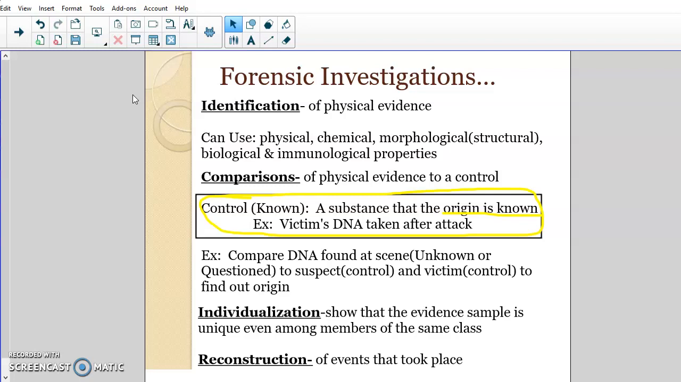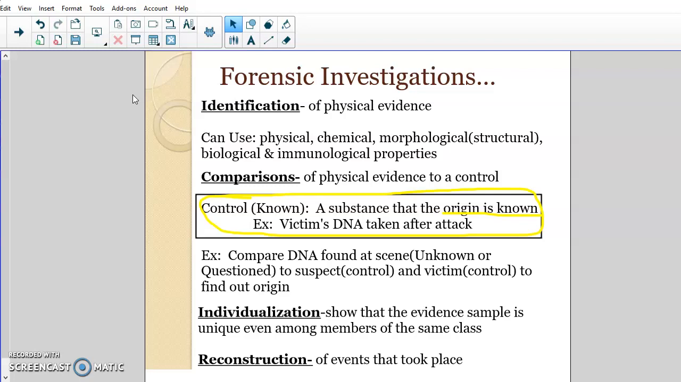So you would compare the DNA found at the crime scene. The DNA at the crime scene is your unknown. That's what you're trying to figure out, who it matches, to a control. The control can be your victim. If you had a suspect arrested, you could get a warrant and take a DNA sample from them. That would also be a control. So a control is just any sample that you have that you know where you got it from. The unknown is usually always at your crime scene because that's what you're trying to find out what it matches.